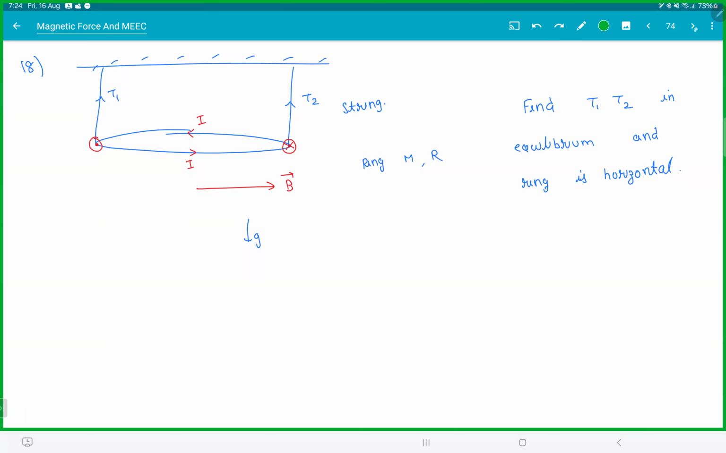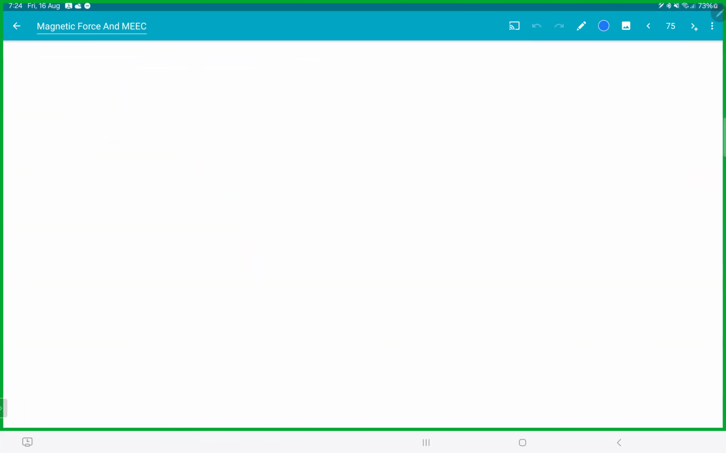Let's see. This would be your mu bar. This would be your B bar, mu cross B. So your rotation is which way? This mu cross B is rotating clockwise. So your torque, this ring is actually being twisted this way, which is mu B. 90 degrees it is. Now again draw the FBD.